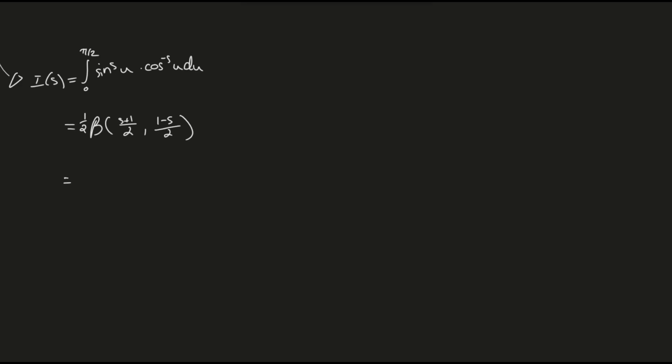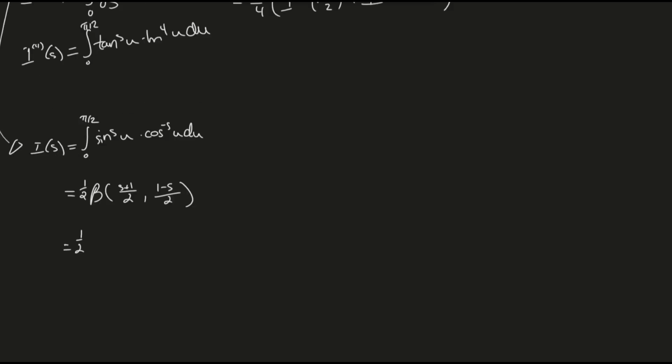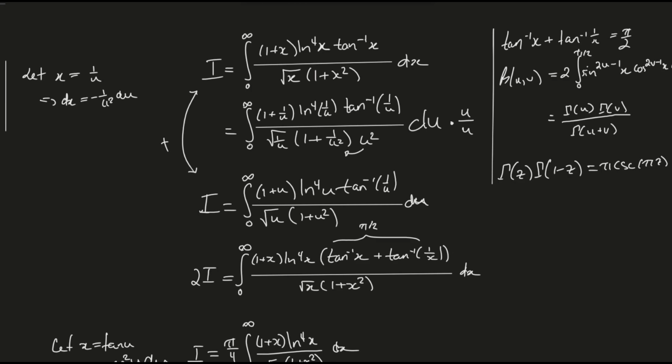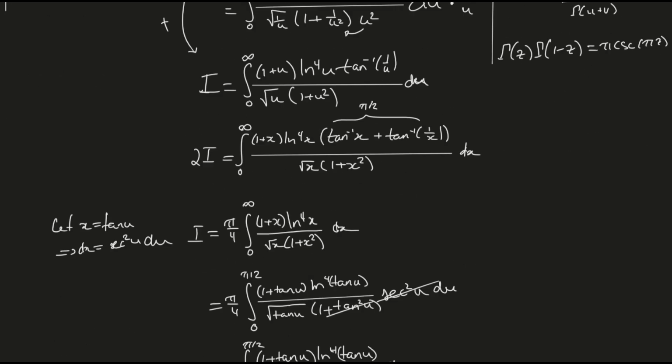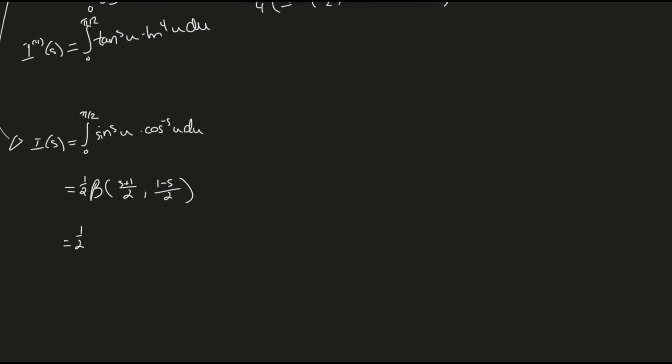Before I go ahead and differentiate, I'm just going to simplify this using the gamma function identity, which I said earlier, which is this one. Beta(u, v) is gamma u gamma v over gamma(u plus v). So we have gamma of (s plus 1) by 2, gamma of (1 minus s) by 2, over gamma of (u plus v).